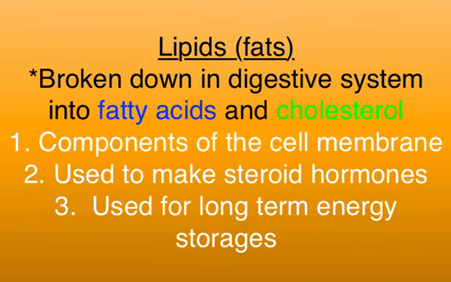Lipids, another group of organic molecules, are also known as fats, and they play multiple roles in the body. Fats are broken down in the digestive tract to form individual fatty acids and cholesterol molecules. Fatty acids and cholesterol are key components to the membranes that surround all cells. Cholesterol can also be used to make many other compounds in the body, such as steroid hormones. Finally, fatty acids represent an important source of energy, particularly for the purposes of long-term storage.